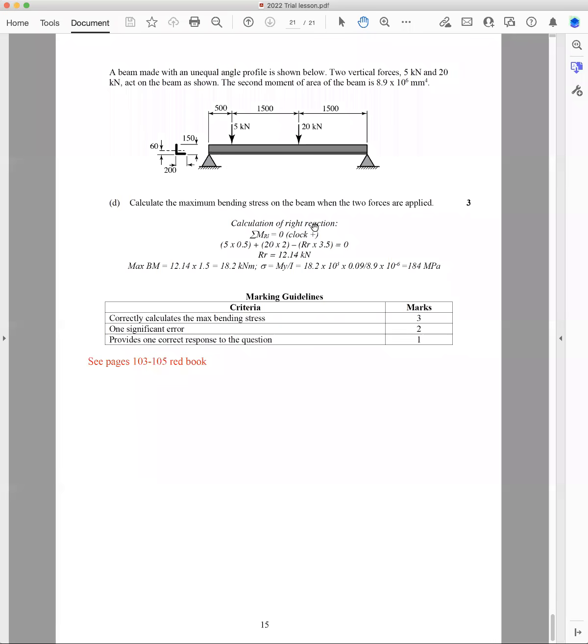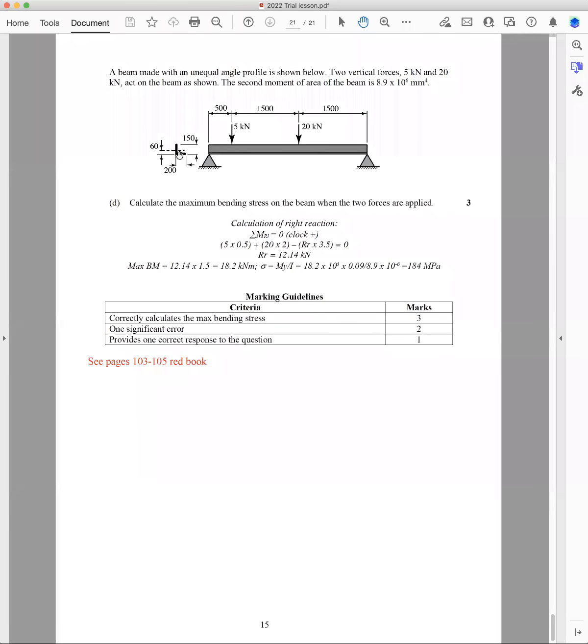You've got bending stress. You're asked to find the bending stress on the beam, calculate the maximum bending stress. Remember, bending stress is different to bending moment. And there's a trick to this question, because the bending stress formula is My on I, and the Y is the outermost fiber length, and it's got to be the maximum outermost fiber distance from the neutral axis. So have a look at this.